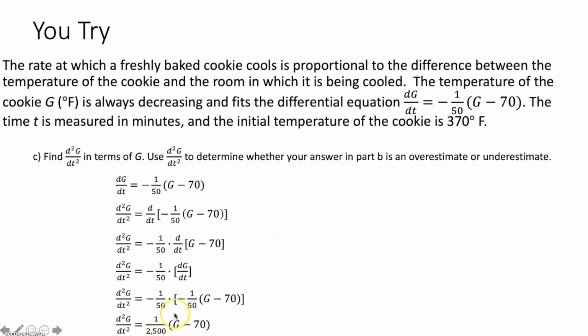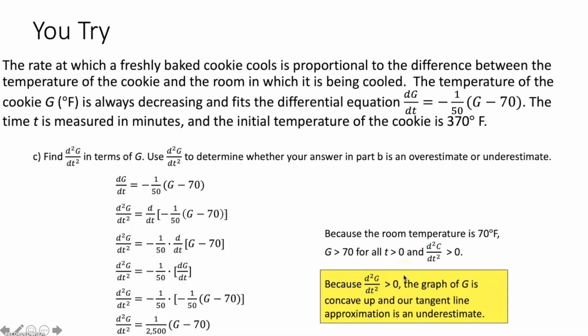So, looking at this second derivative, we know that 70 is room temperature, and your cookie is always going to be hotter or warmer than room temperature. Because of that, we know that the second derivative is always going to be positive for all g greater than 70, meaning that your function is going to be concave up at that point of tangency at time t equals 0, meaning that your tangent line approximation will be an underestimate because your tangent line will go underneath the graph.